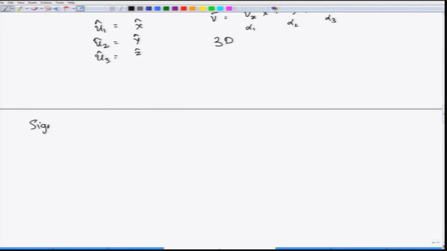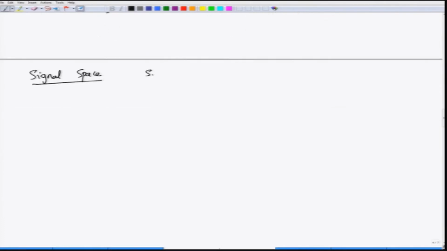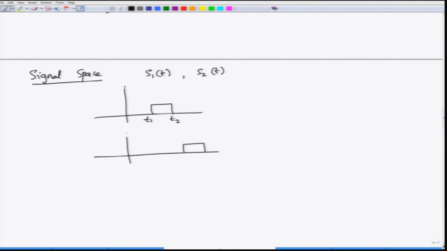Let us consider a very special space called the signal space, which we will be encountering quite often in our study. This signal space is actually formed by signals. Let us consider two signals S1 of t and S2 of t, maybe of this particular shape. They are of duration t1 and t2. That is one signal. Then I have one more signal here which goes between t2 and t3. So, I have to revise my statement.